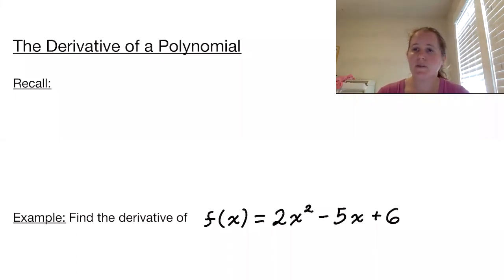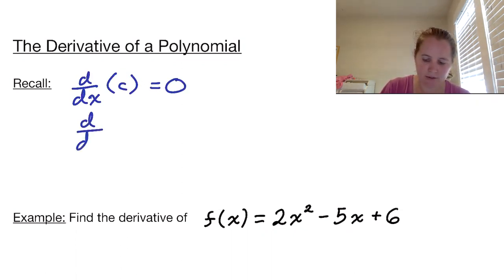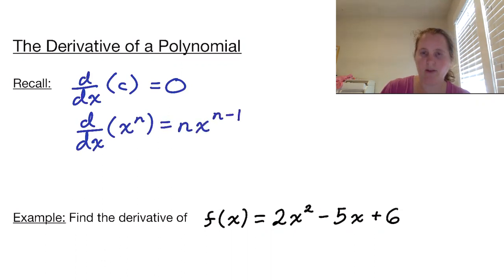Welcome to the derivative of a polynomial. So just recall from the previous video, we have that the derivative of a constant is 0. We had that the derivative of x to the nth power was n x to the n minus 1. Again, pull the power out front and then drop the exponent by 1.